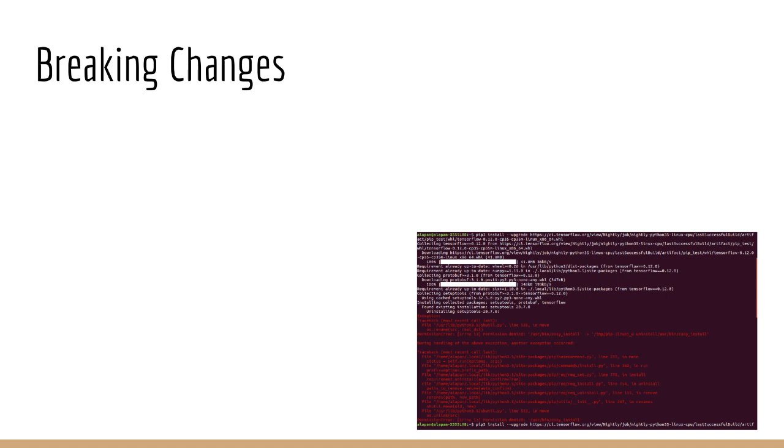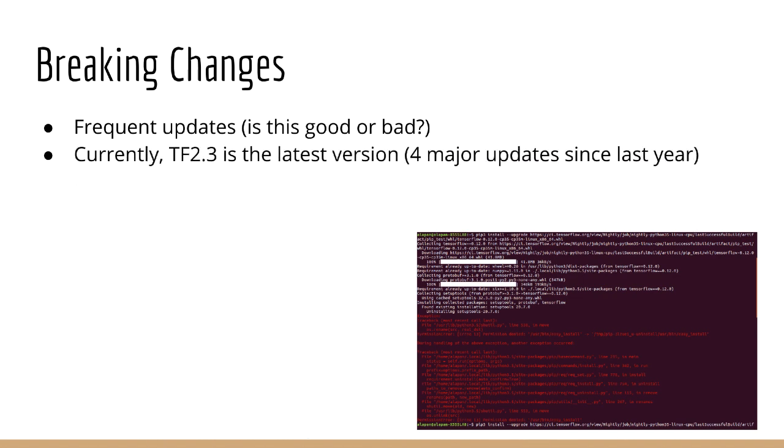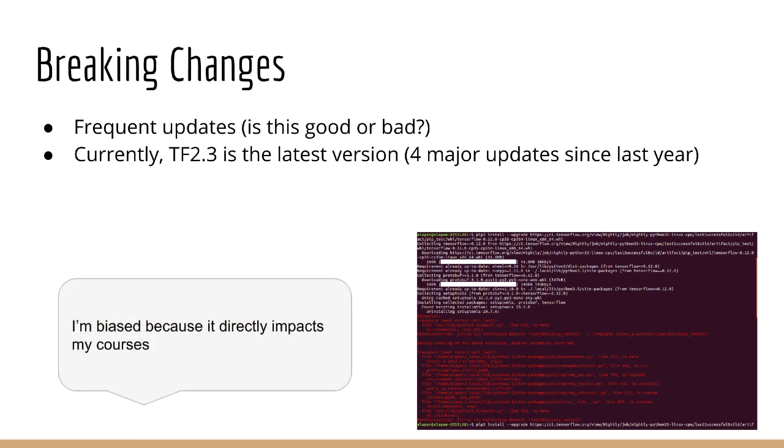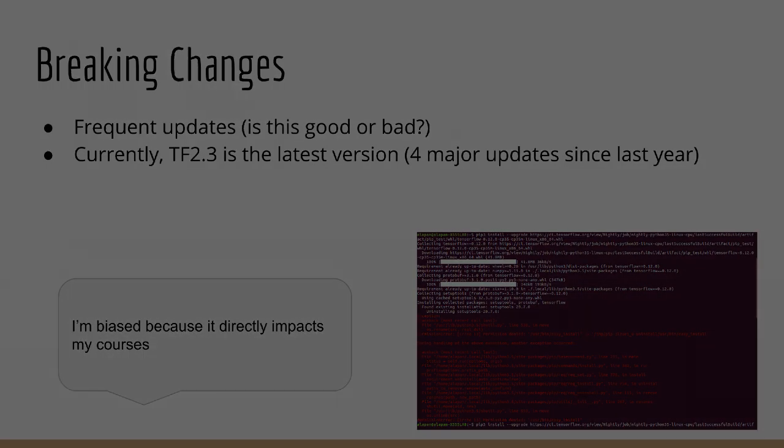Another annoying aspect of TensorFlow that's been carried over from the version 1 days is that it's constantly being updated with breaking changes. So at this point, TensorFlow 2.3 is the latest version, which means that, since I made my course 1 year ago, TensorFlow has made major changes 4 times. This is good in the sense that TensorFlow developers are hard at work with the goal of making a better product. But this is bad in the sense that, if you always want to be using the latest and greatest, you will be spending a lot of time simply updating syntax instead of doing more meaningful work.